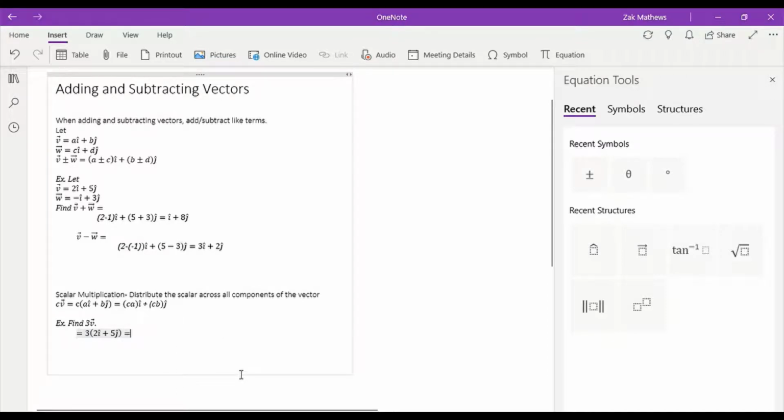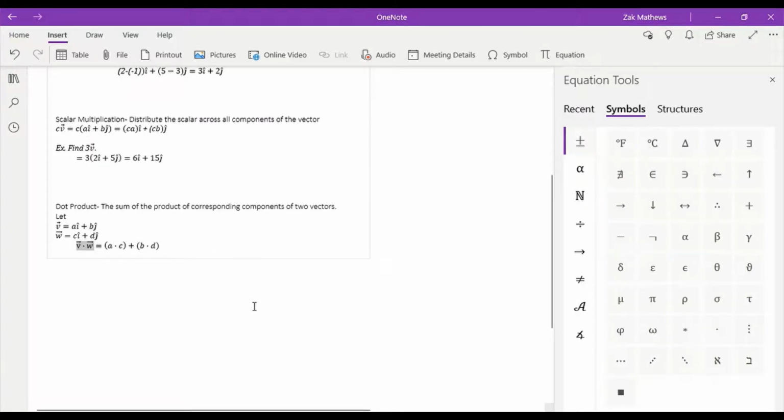So when I distribute, 3 times 2i is going to give me 6 i hat. And then when I take my 3 and distribute it to the vertical component, I get 15 j hat. Just distributing that term across. We don't need like terms. We know that anytime we have multiplication, we don't multiply just like terms, we multiply across the whole expression. So we're just distributing this, we get 6i hat plus 15 j hat.